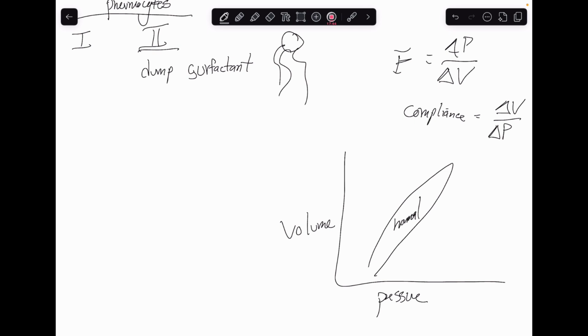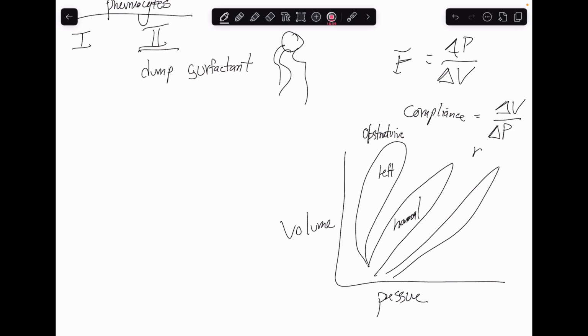So if we shift to the left, as you can see, we would have low elastance but high compliance. So left would be an obstructive pulmonary disease. Then if we go right, it will be restrictive. This isn't exact, this is a very rough estimation. But here we have, let's use arrows, high E, low C, low E, high C.